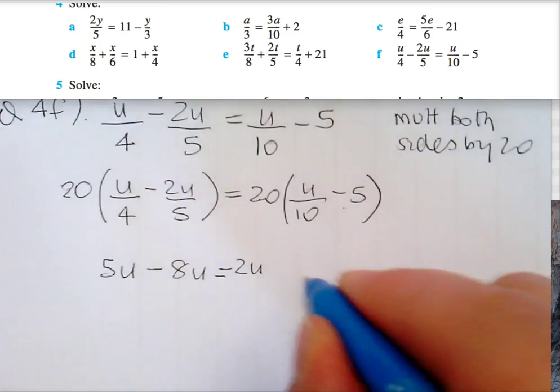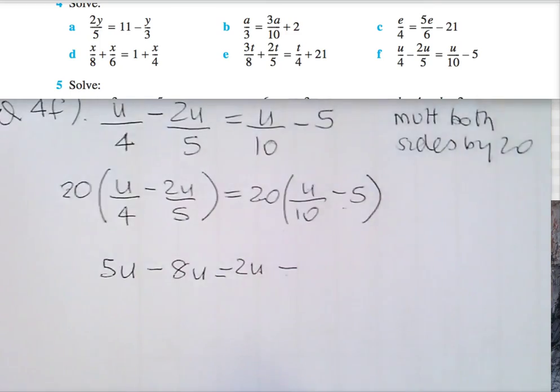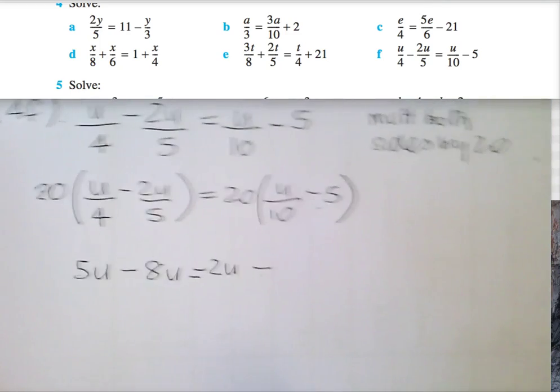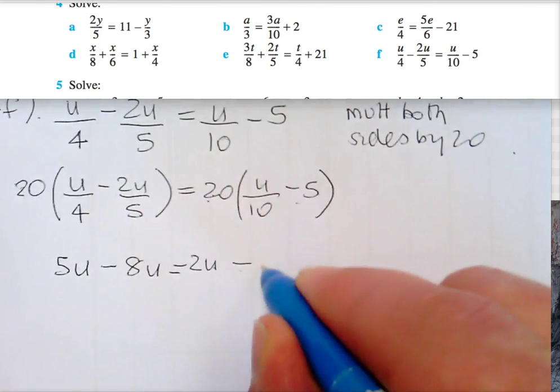2u minus... All right, I'll show you another way. What we normally do is write... I'm going to throw in another step. Just one sec. What's 20 times minus 5?